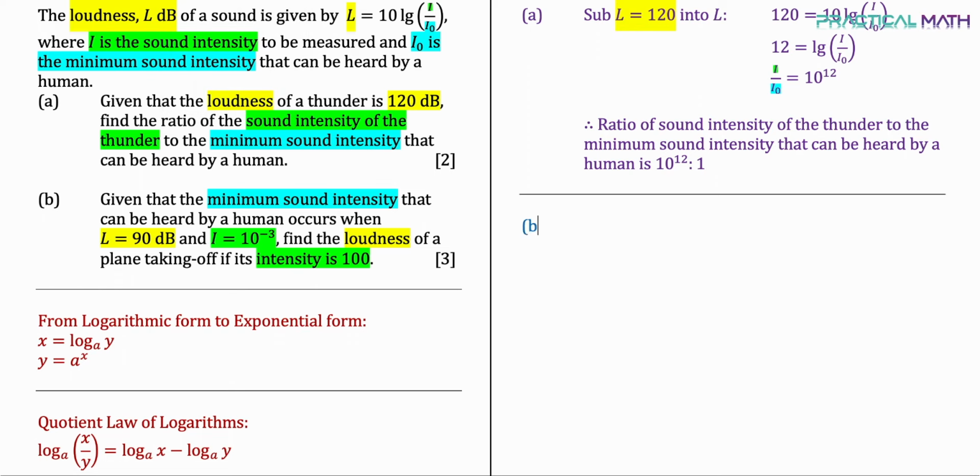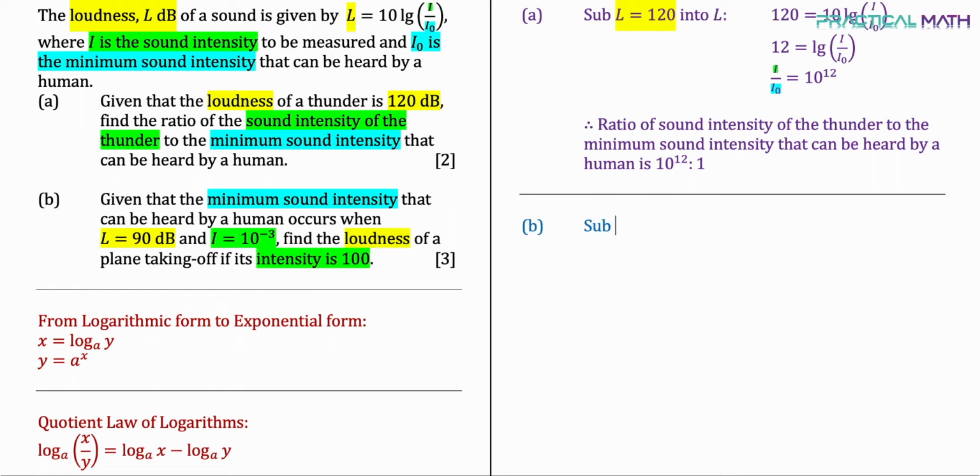Now let us continue with part B. In part B, we are supposed to find the minimum sound intensity first, because there is a constant. Let's not forget that the minimum sound intensity that can be heard by a human is a constant. It is not something that can change. It is fixed. Therefore, we have to sub L to be 90, and at the same time sub I to be 10 to the power negative 3 into this equation to solve for I naught. Once you are able to solve for I naught, we replace it back into the same equation, sub back whatever they want us to sub. In this case, sub back the I to be 100, to find the L. So that's the general idea for part B, a 3 marks question.